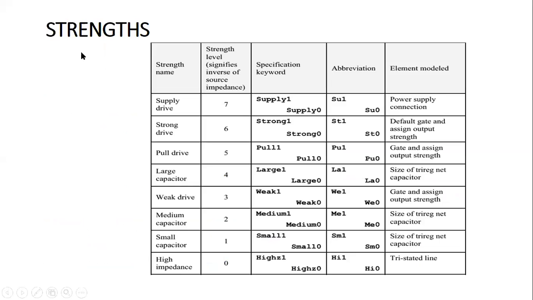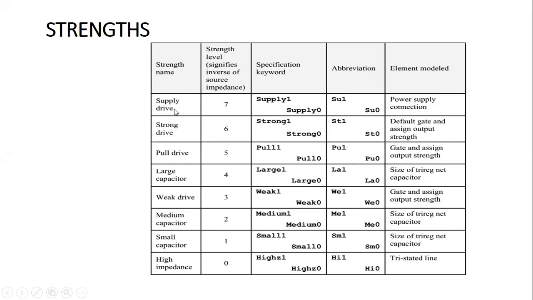Next, what are the strengths available in Verilog? So there are power supplies or signal strength. What can be the signal strength that is available to a line, to a wire, or to a net in Verilog? There are 8 strengths available in Verilog: supply drive, strong drive, pull drive, large capacitor, weak drive, medium capacitor, small capacitor, and high impedance.